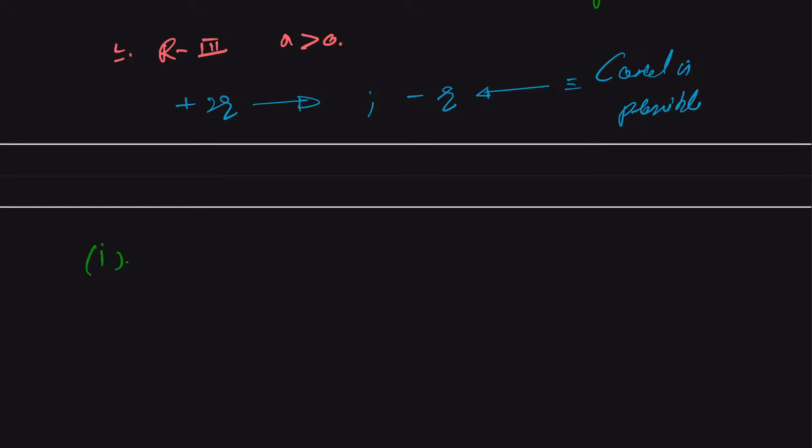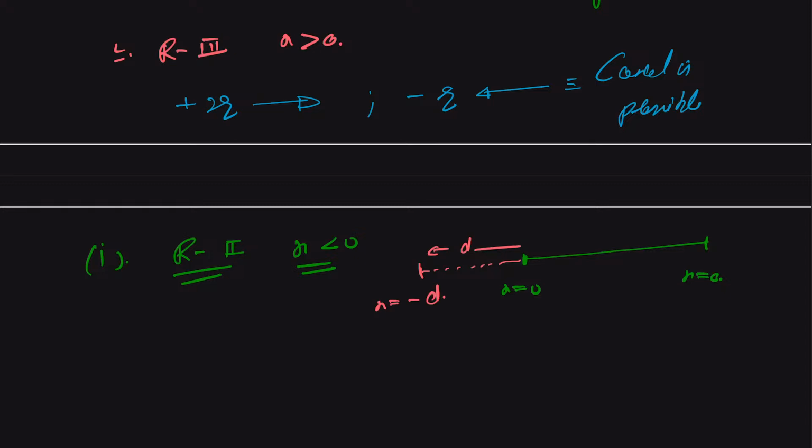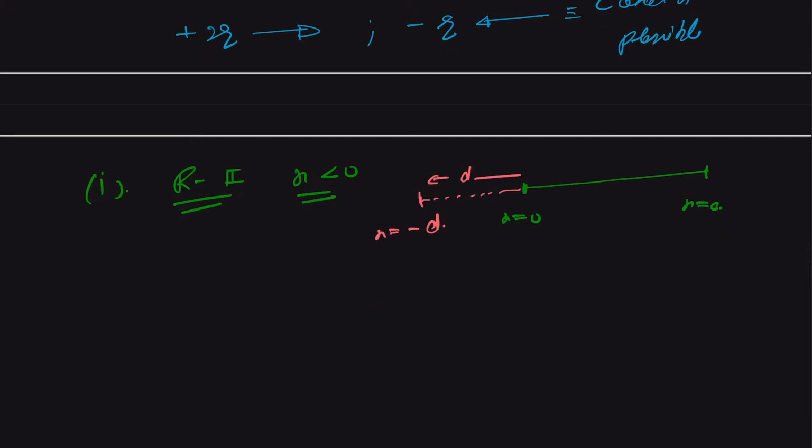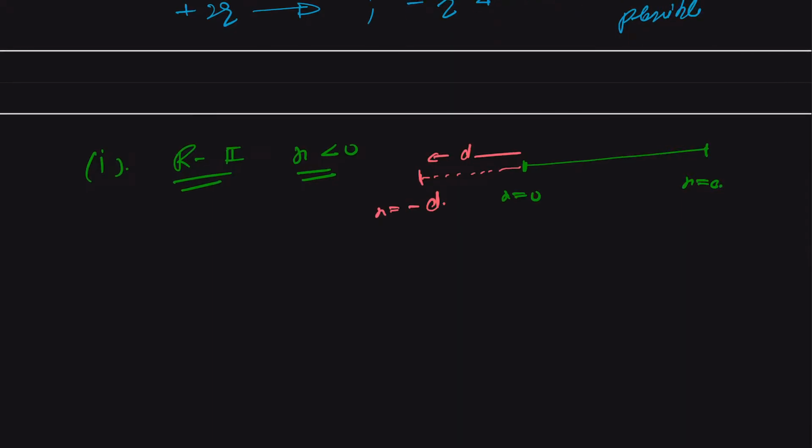So first is our region 2. In that case x was less than 0, and for that we have x is equal to 0, x is equal to a, and let us consider a point at a distance d, that is x is equal to minus d. We are going to find out what will be the electric field at this particular point. Therefore first of all let's find out our distances.